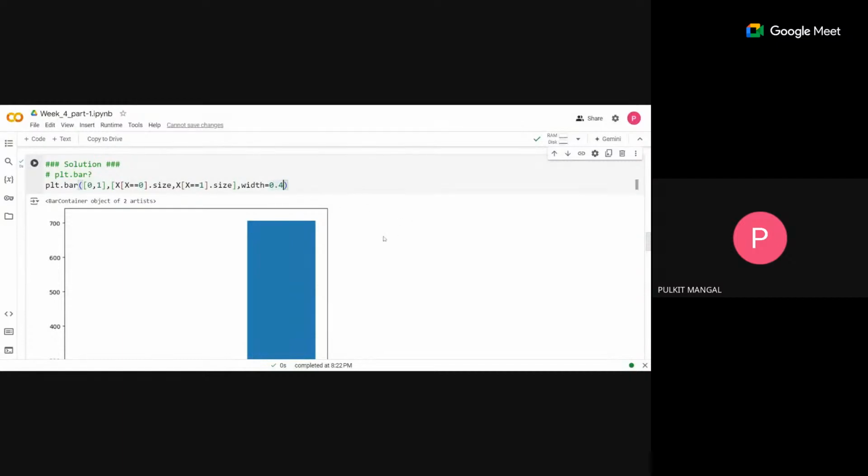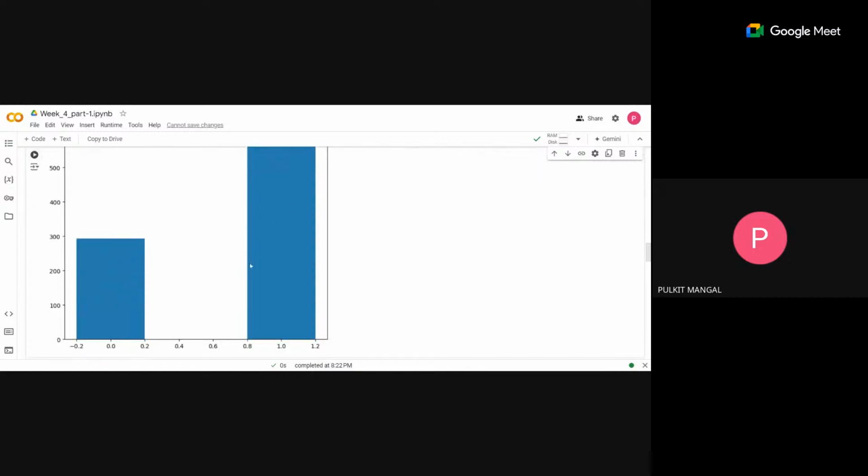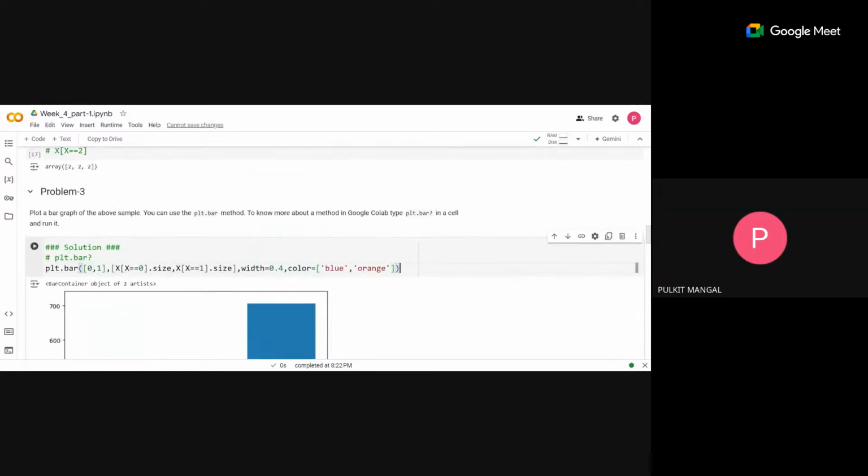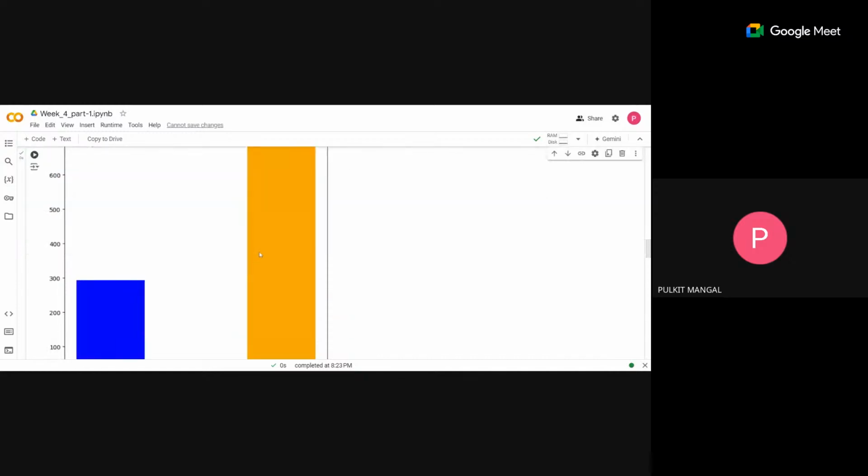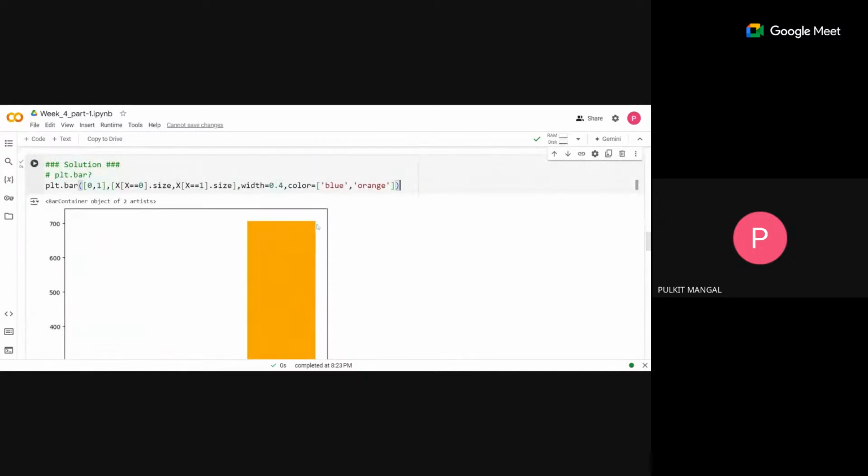Now, as we were talking about the color, it also takes another argument, color, which is optional. You can pass the color, but I will just show you how. I have to pass two colors. The first one I will pass as blue, the second one as orange. So it will color the first bar blue, and it is already blue, and it will color the second bar orange. Just run this, and now you can see one is blue and one is orange. If you want to color it, it's optional.